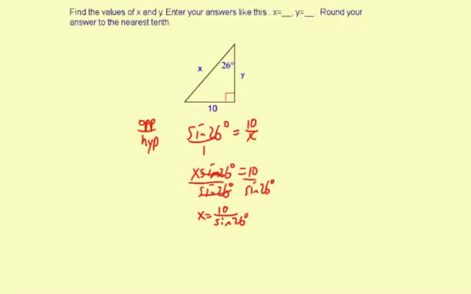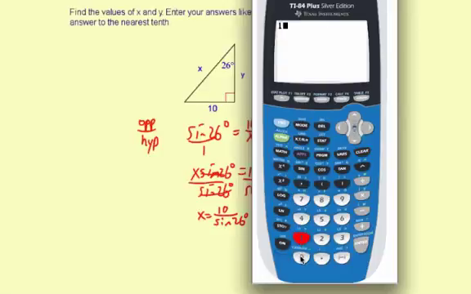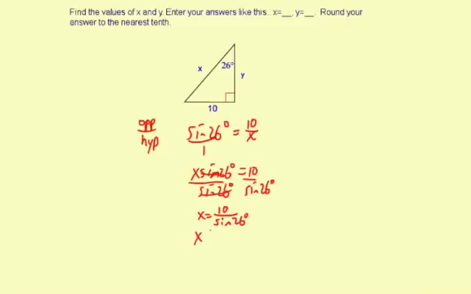So let's get the calculator. 10 divided by the sine of 26 degrees, 22.8. So x equals 22.8.